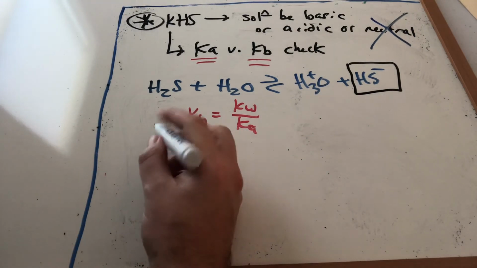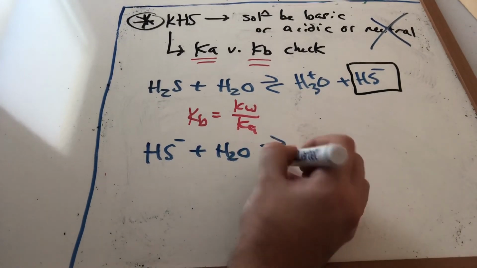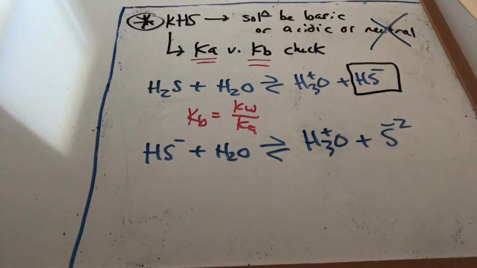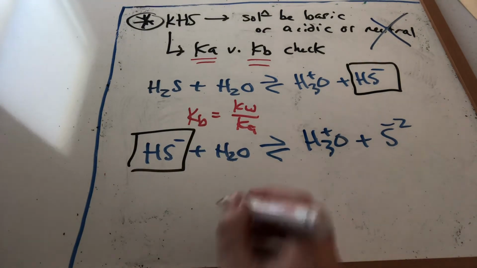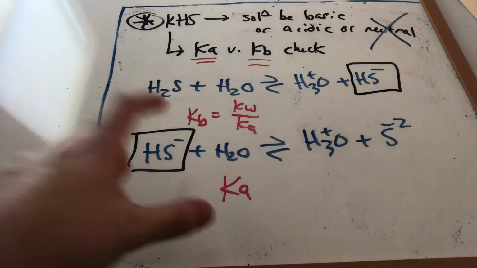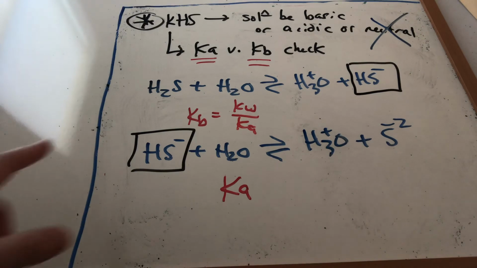Here's what's confusing. HS minus can also act like an acid. And when it acts like an acid, we know that it has a certain Ka associated with it. Okay? Now, the Ka versus Kb check means that what we do is we look at Ka and Kb, and whichever one is bigger, that's how it behaves.